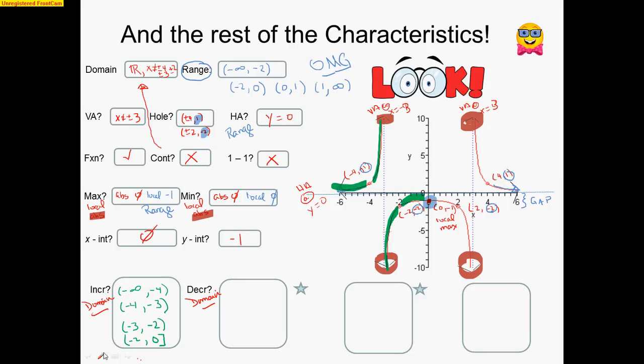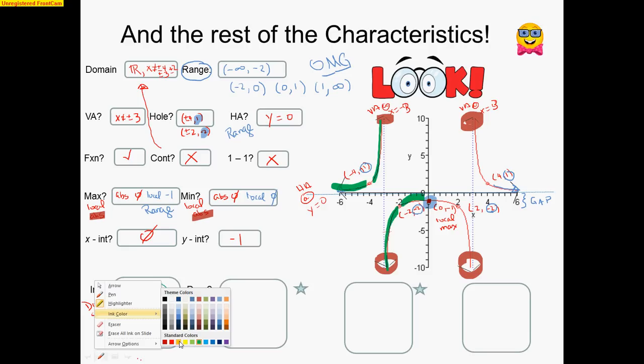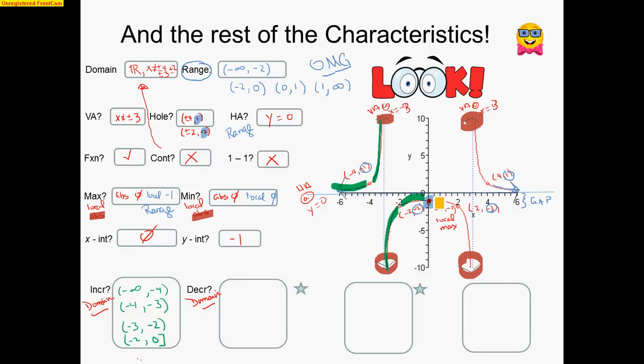How about decreasing? After the max, you're decreasing to the hole. Nothing happens at the hole, swoosh. Nothing happens at the vertical asymptote, across the vertical asymptote, swoosh down, swoosh. To the hole, nothing happens at the hole, slide. How do you write that?